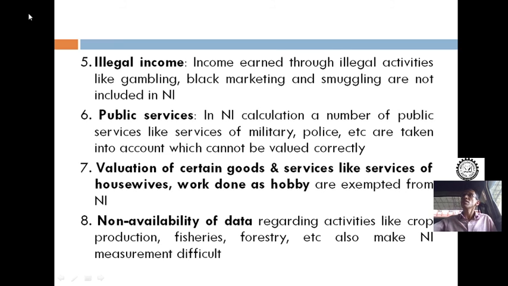Their income also circulates in the economy. Number six, certain public services like military service, service of police, etc., are to be included in the national income, but their correct measurement is very difficult. Then the seventh point is valuation of certain goods and services, like the service of housewives. It is very difficult to evaluate the service of a housewife in monetary terms. Similarly, work done as a hobby is also exempted from national income.